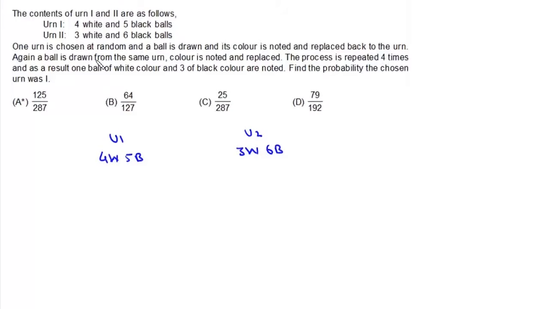Now it says one urn is chosen at random and a ball is drawn. Its color is noted and replaced back in the urn. Again, a ball is drawn from the same urn, color is noted and replaced. The process is repeated 4 times, and as a result, 1 ball of white color and 3 of black color are noted. Find the probability that the chosen urn was urn 1.